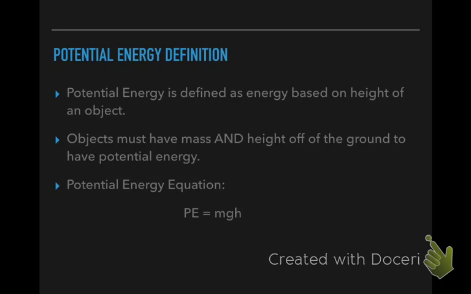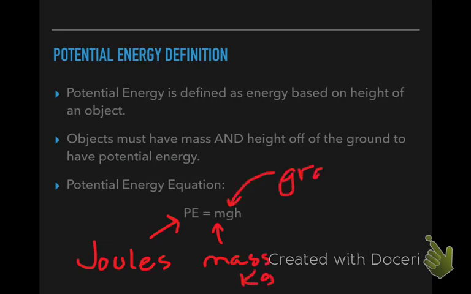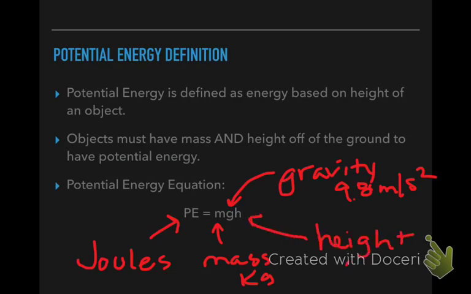So we have this potential energy equation, and again, PE stands for potential energy, and that's measured in joules. M stands for mass, and that's measured in kilograms. G stands for gravity, and that's 9.8 meters per second squared. And H stands for height, and that's measured in meters.